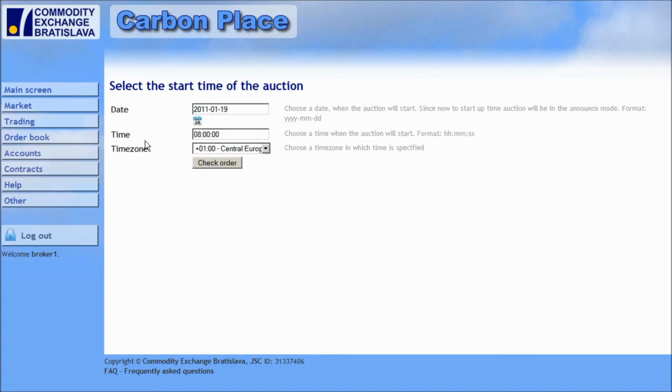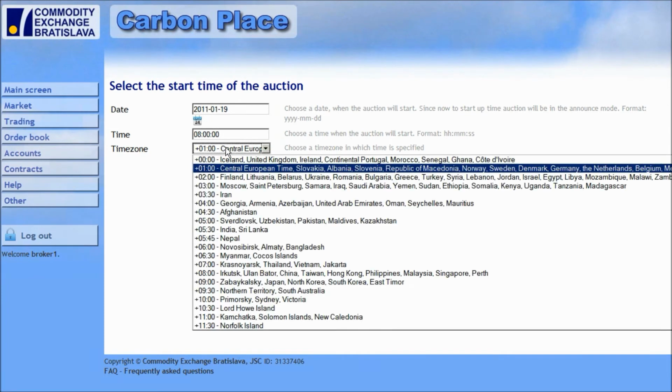Now we have to choose the start time of the auction. The time before the start time of the auction is used for the auction announcement, and for traders to be prepared. You can select specific date and time in the specified time zone.